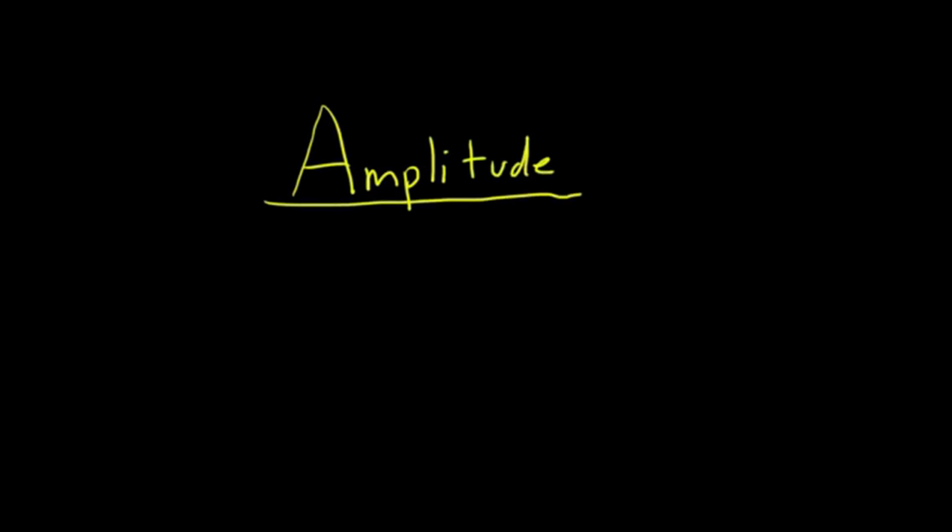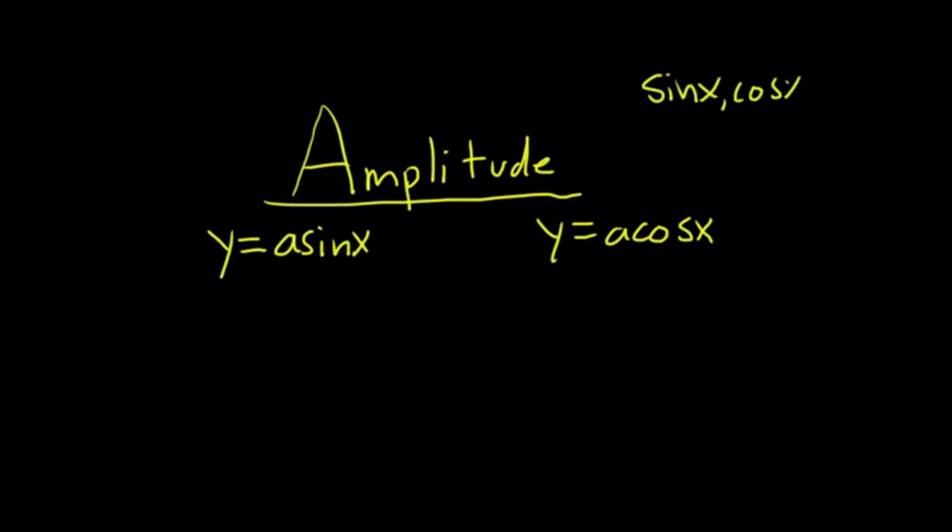Let's talk about amplitude. So we're going to look at two functions: a sine x, and then a cosine x. Okay. So normally the range of both of these functions is the same. It's negative 1 to 1. That's the range of sine and cosine. So they're trapped between negative 1 and 1.